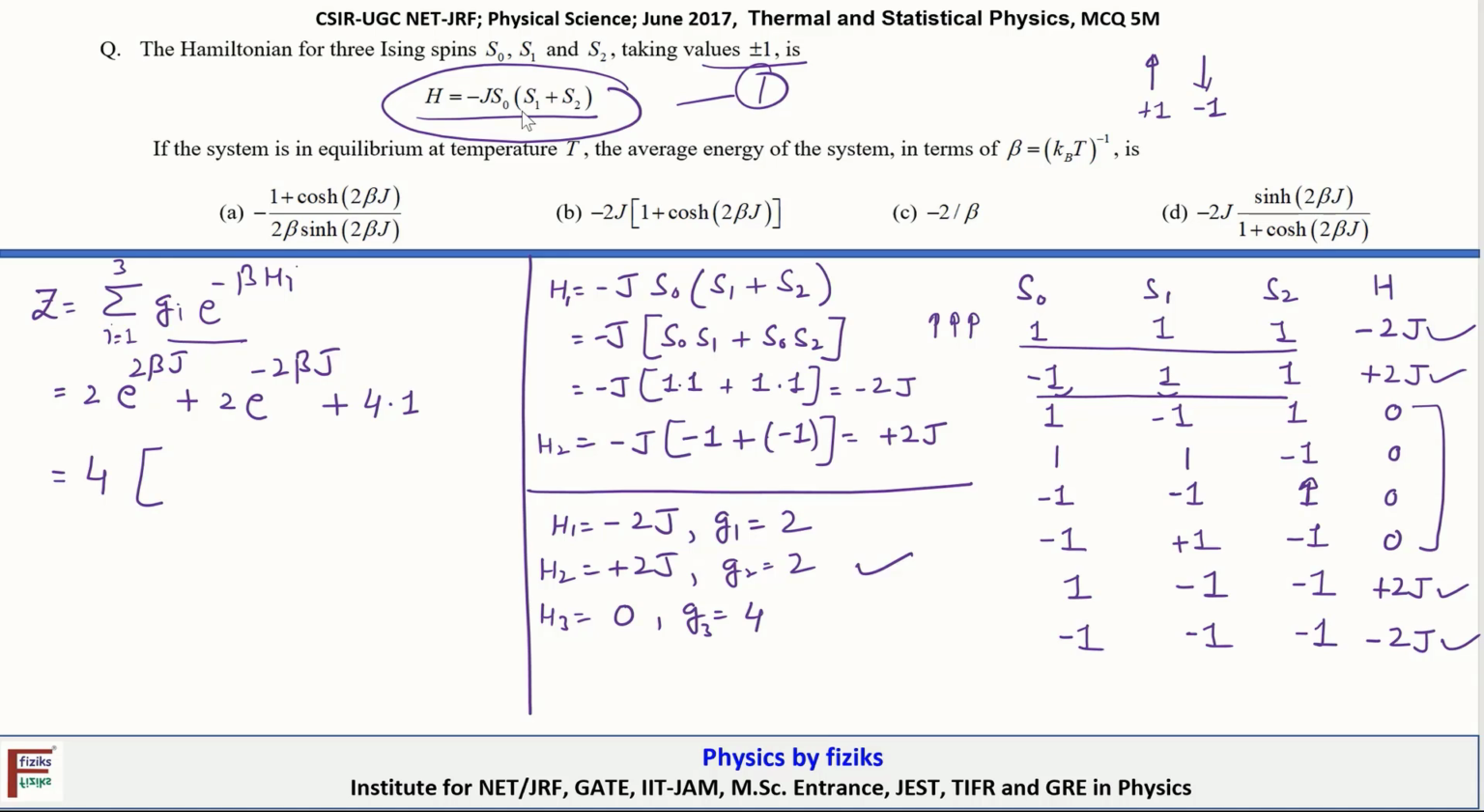This can be rewritten as 4 as it is, and then here if we just take 2 outside from this expression, inside we will have exponential 2 beta j plus exponential minus 2 beta j, and that will be basically 2 cos hyperbolic 2 beta j, and that 2 multiplied by this 2 will become 4 cos hyperbolic 2 beta j. So inside the bracket we will be left with only cos hyperbolic 2 beta j plus 1. Okay, so that is the partition function. Now when the partition function is known to us, then we can quickly determine the average energy.